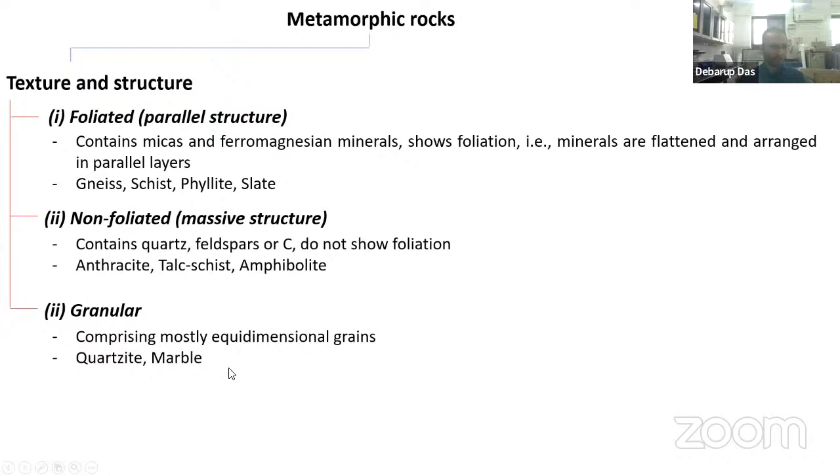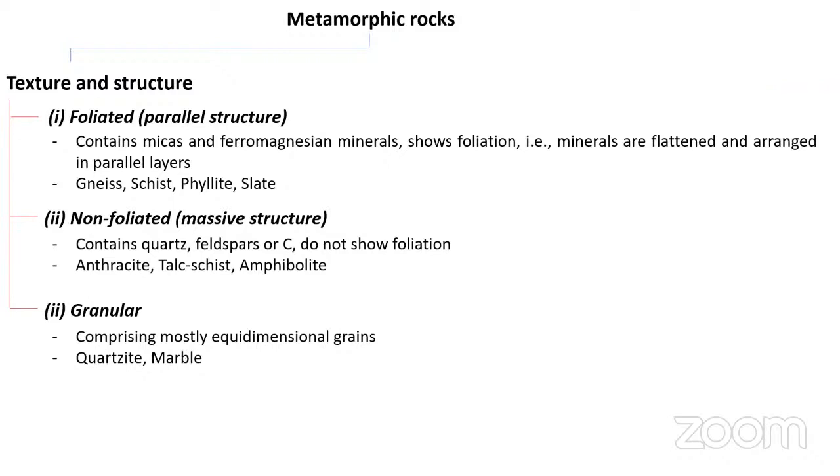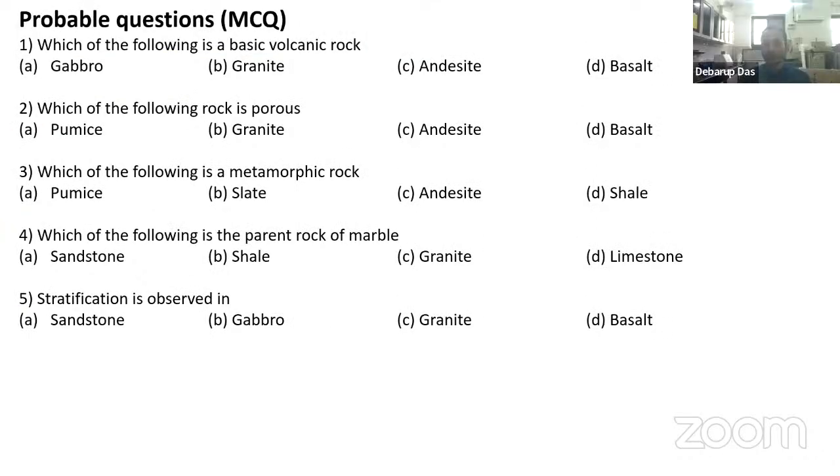Granular: comprising mostly equidimensional grains, quartzite and marble. Marble forms from which sedimentary rock? Limestone. Please remember that. Quartz metamorphosis occurs to form quartzite or quartz schist.